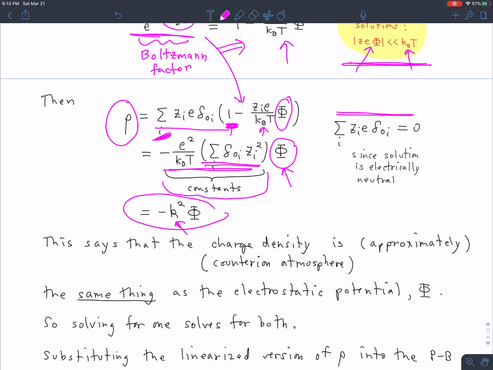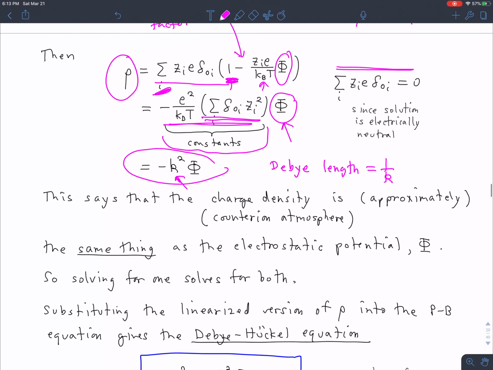But it's an important quantity in its own right. We'll talk a lot about that kappa later. It's closely related to something called the Debye length, which basically controls everything that goes on in ionic solutions. So 1 over kappa actually is the Debye length.